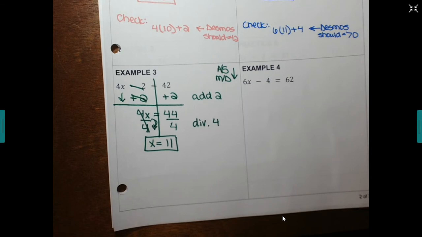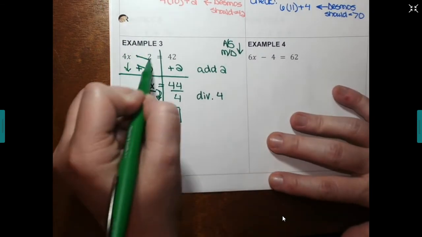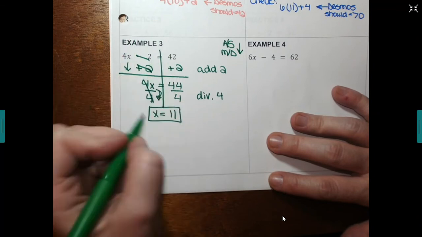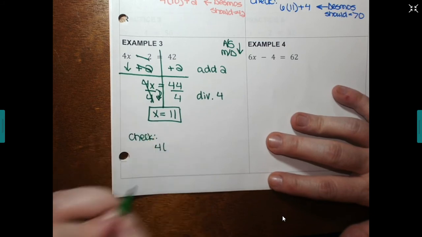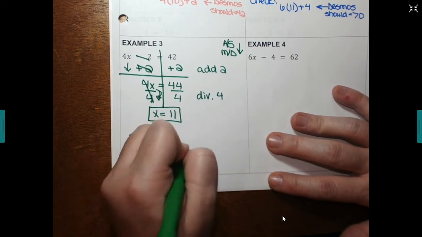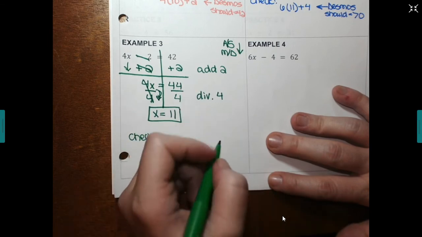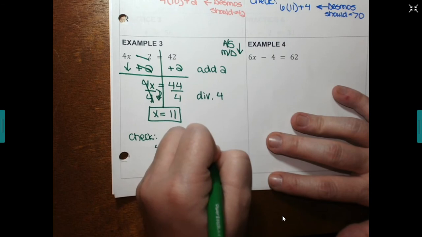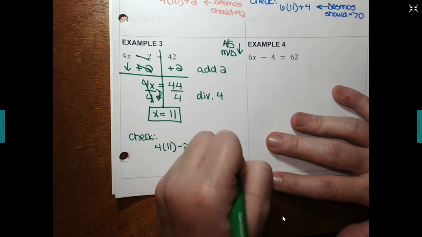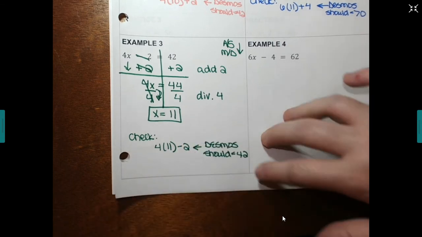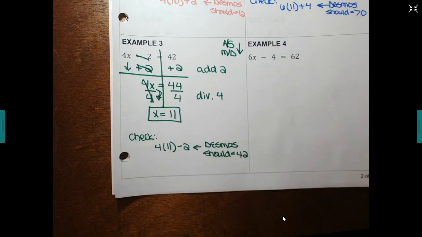And to check this one, you could put this side into Desmos, and it should equal that side. So to check it, you could just put 4, open parentheses, 11, minus 2 into Desmos, and it should equal 42. Okay, go ahead and get caught up on that one and press play when you are, or hit pause if you need to get caught up, and then press play when you're ready to go ahead and get started.